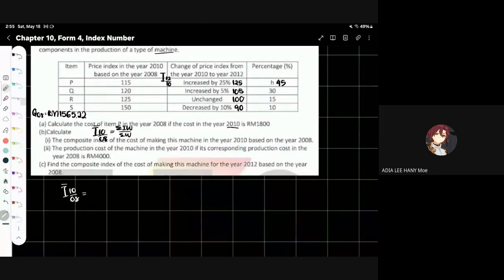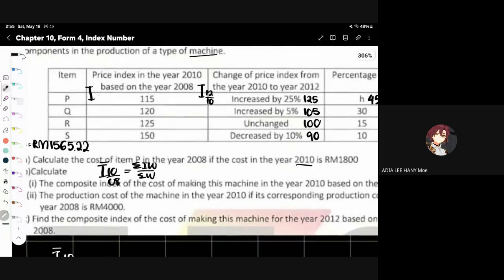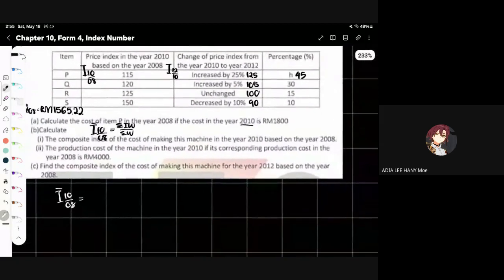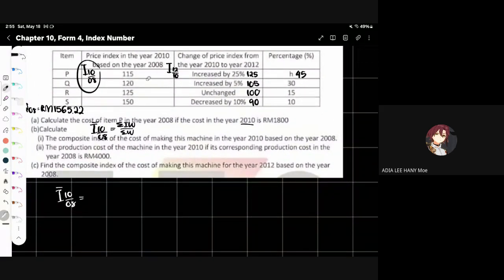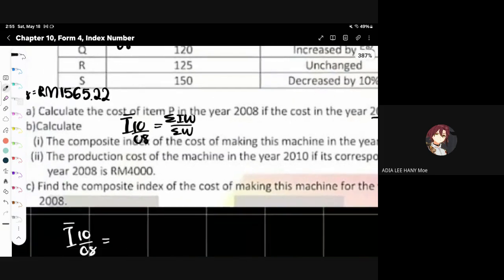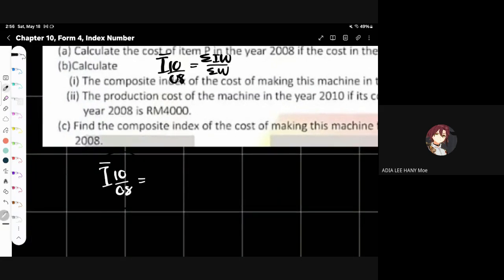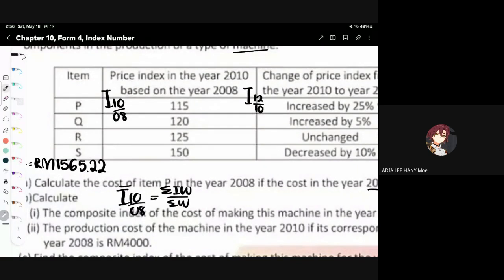First question: in the formula, which I do we use? Do we use the first I or the second I? Do you use this one or this one here? Can someone tell me? Just type in the chat box, one or two. Yeah, we use the first one, of course. Why? Because we are trying to find this year here. So of course we use the I10 over 08.